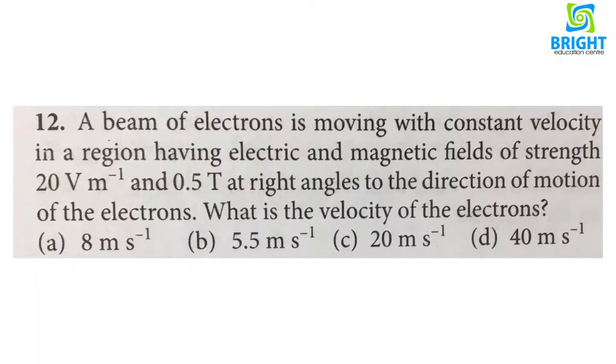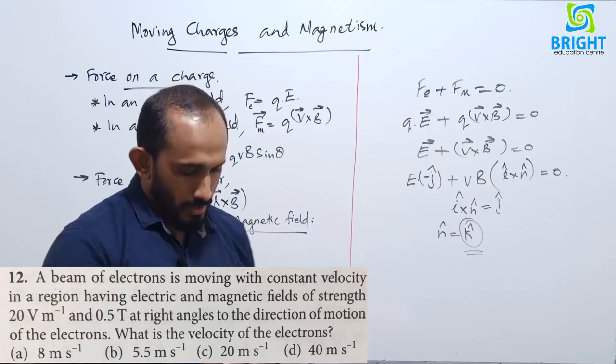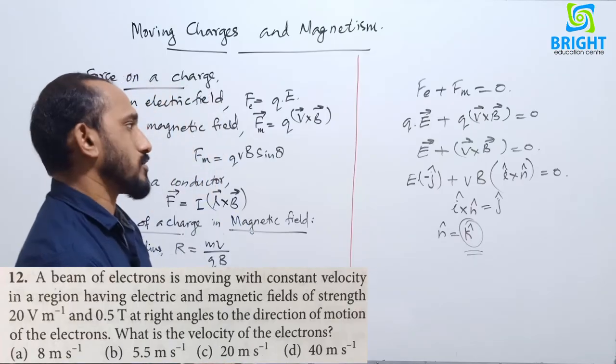Now, one another question we can do. A beam of electrons is moving with constant velocity in a region having electric and magnetic fields of strength 20 volt per meter and 0.5 T at right angles to the direction of motion of the electrons. What is the velocity of the electrons? That's the question. See, here also combined electric and magnetic fields are there.